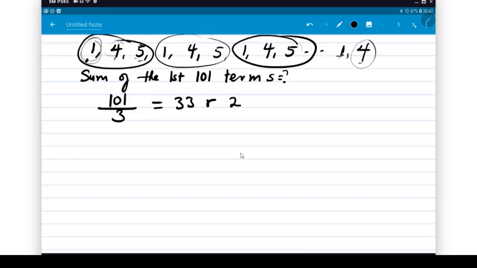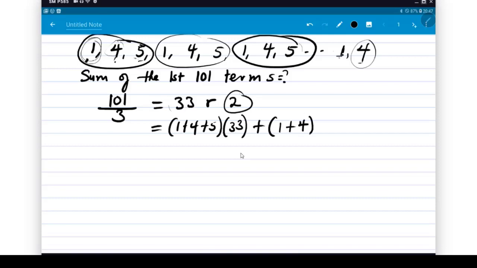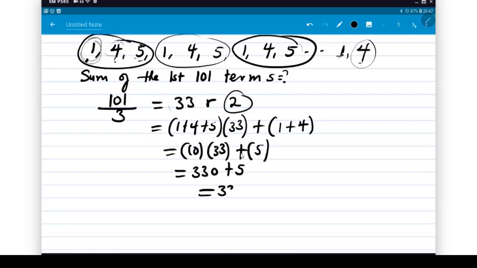That means now we have 145 repeating 33 times, and that will be equal to 1 plus 4 plus 5, 33 times. Okay, now plus the first 2 numbers, 1 plus 4. So this gives me 10 brackets 33 plus 5, and that is 330 plus 5, and that will give me 335 as the sum of the first 101 terms. Okay, so that is how we can solve that question.